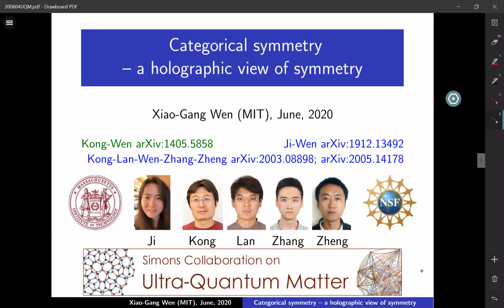And today, I'm going to talk about three recent works, just posted here. It's really about a new way to understand symmetry, and a lot of results can be obtained from this new way of viewing symmetry.